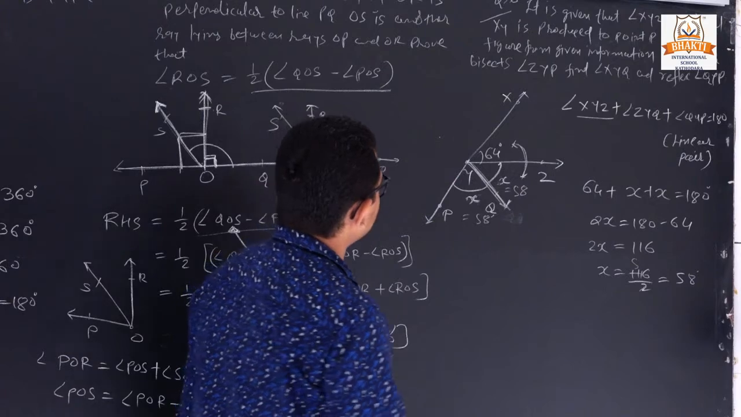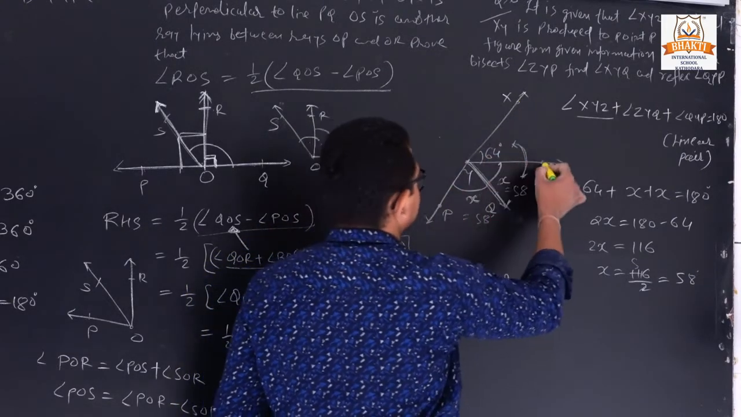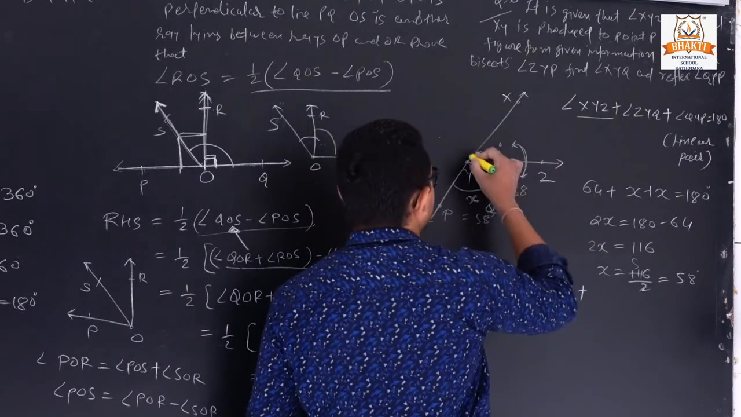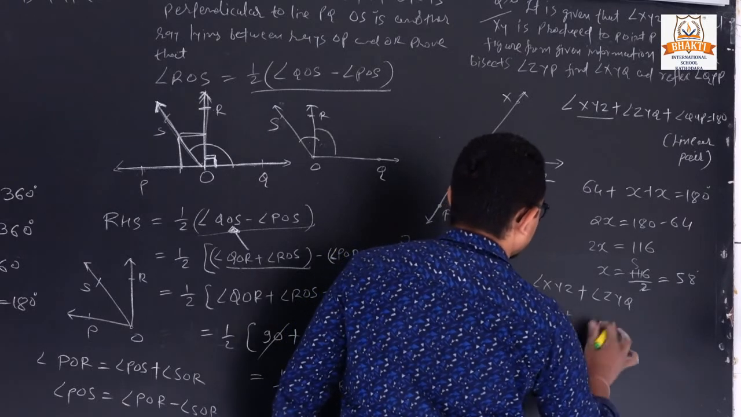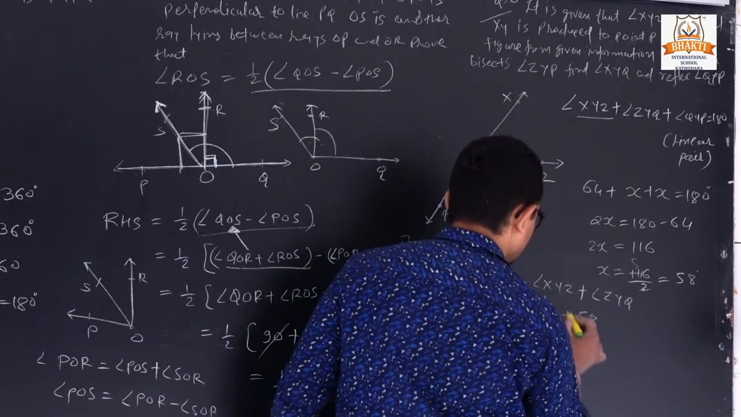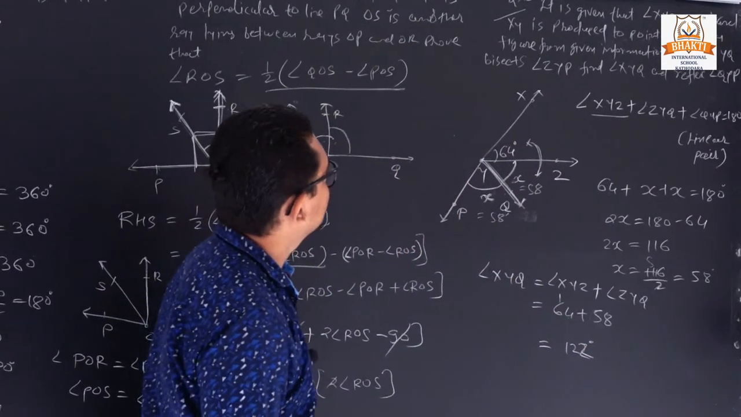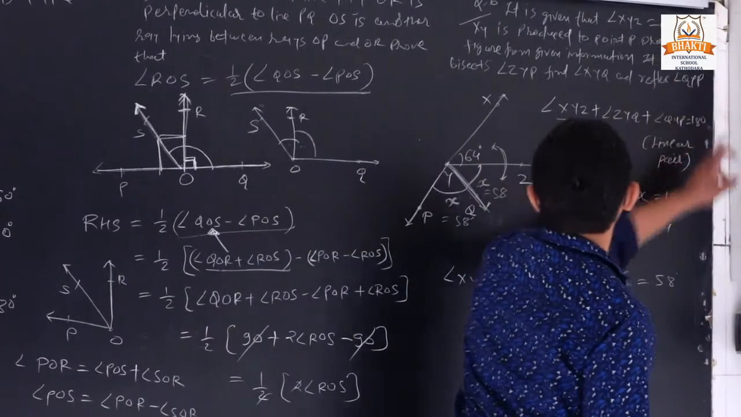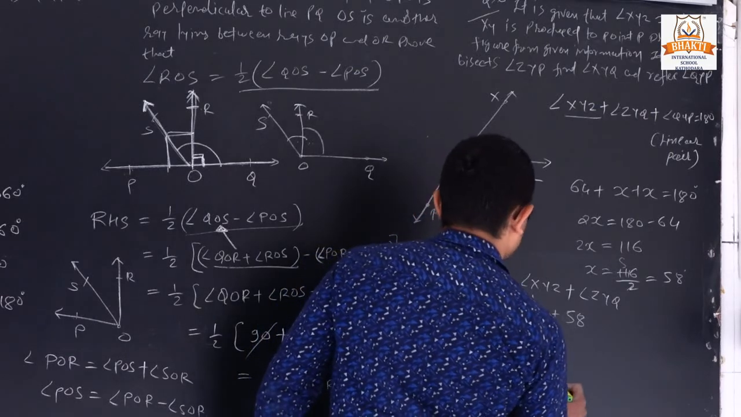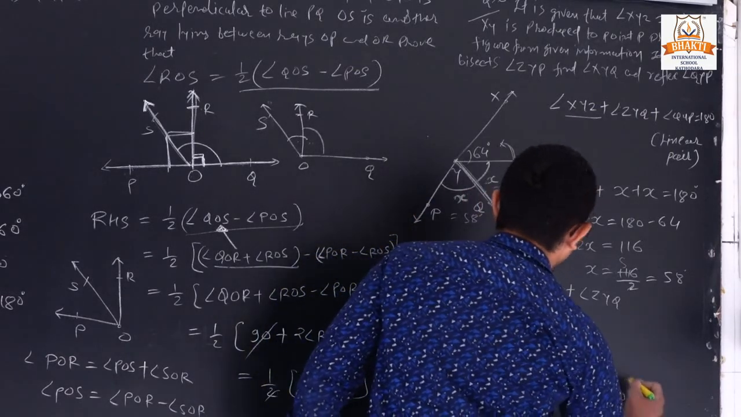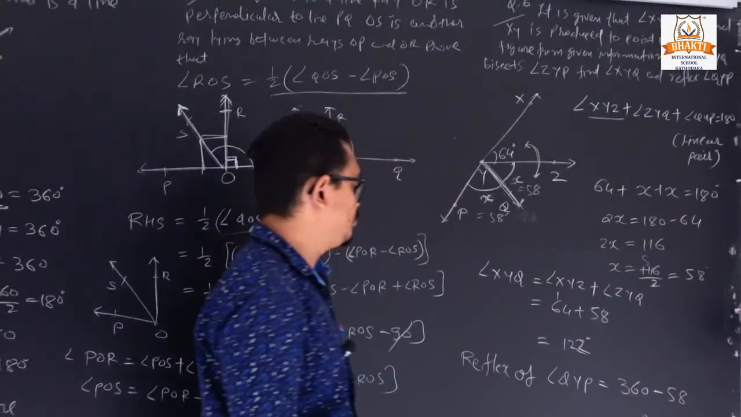So first of all XYQ. So XYQ is equal to what can we write? XYZ plus ZYQ. So 64 plus 58, so 122. So what is its answer? 122. Now they are also asking the reflex of QYP. So the reflex of angle QYP is equal to 360 minus 58. So it is 302. Clear?